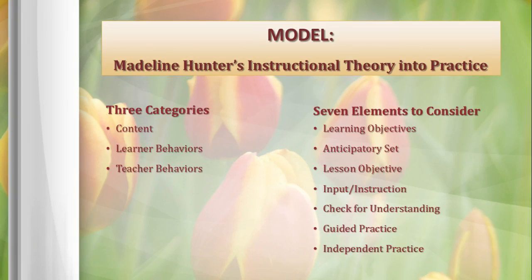Madeline Hunter's model calls for 3 categories: the content, what the students are going to learn, the learner behaviors, what they're going to do to learn it, and the teacher behaviors, how I'm going to help them. There are also 7 elements to consider in your planning. I've gone through most of them and highlighted them on the slides of which one they do align with.